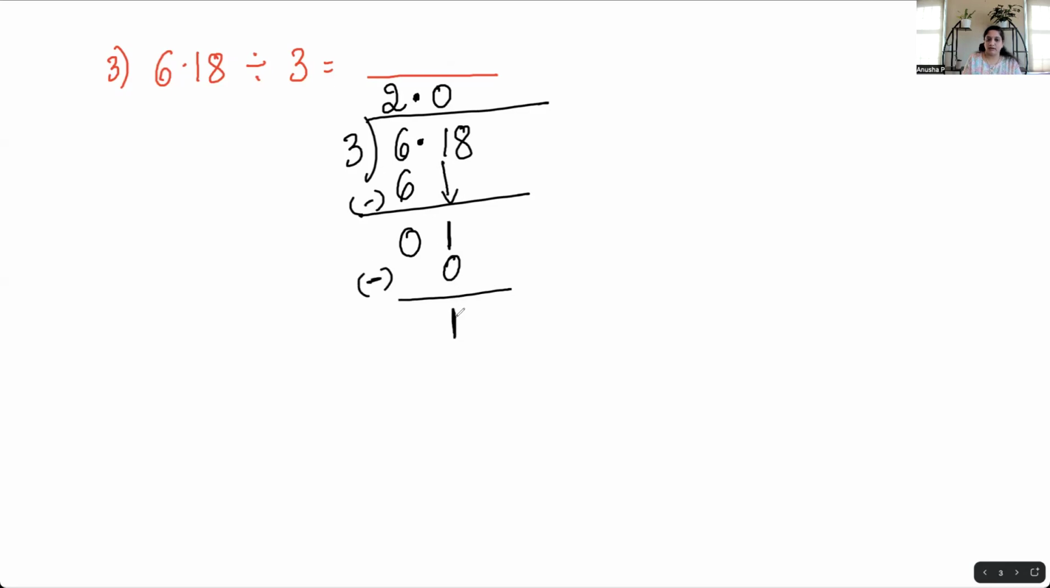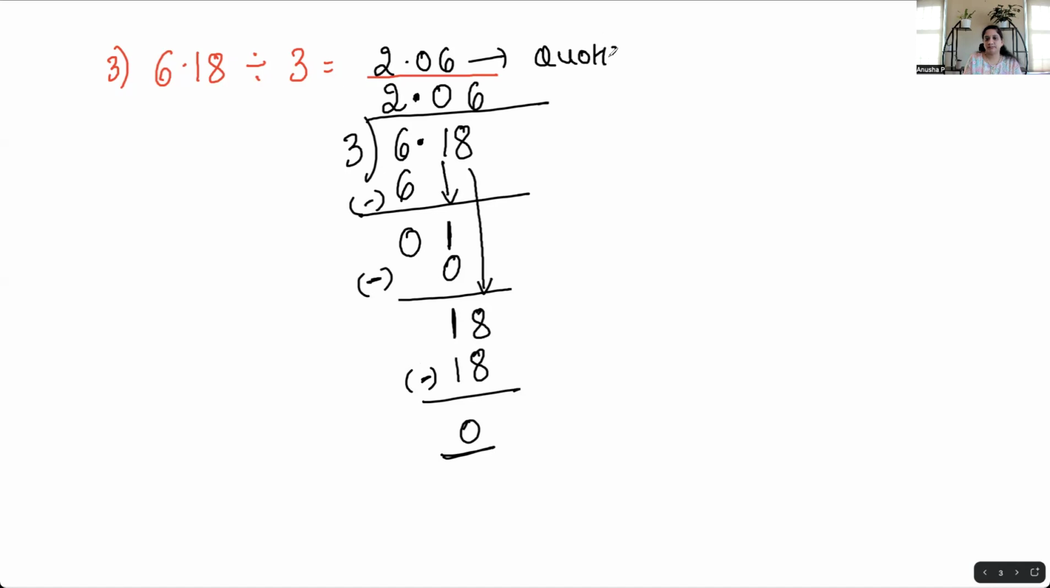Subtract 1. This is the mistake most kids will do. When we have a number that is less than 3, we have to do 3 times 0 as 0 and then we will subtract 1. And then we will bring the 8 down. So 3 times 6 is 18. So now 18 minus 18 is 0. So this 2.06 is called the coefficient.